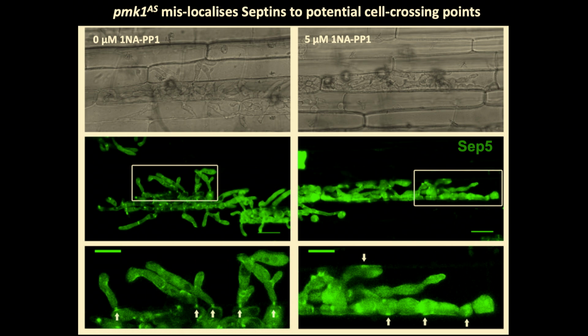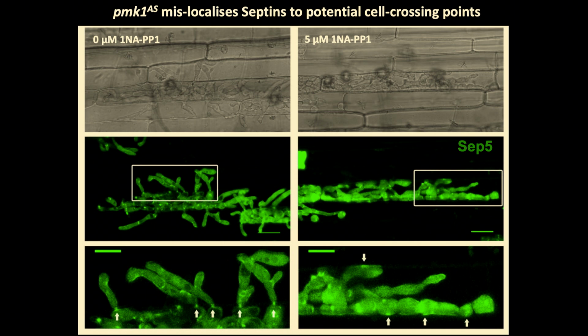However, when we block that process, then there's a loose, diffuse localization of septins, and they don't ever form those collar-shaped structures at the aprosorium, at the boundary between the fungus moving from one cell to the next.